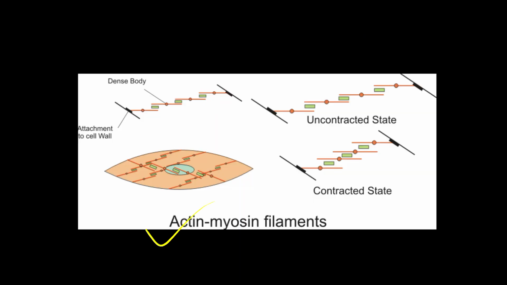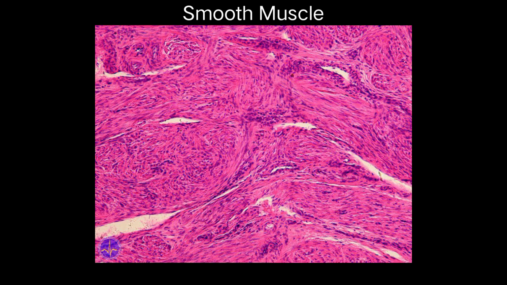So we can see here the dense bodies and the attachment to the wall like this, and in the uncontracted stage they appear like this, but in the contracted stage they appear in this way. So this is the section of the smooth muscle appearing like this, and the dark dotted structure is the nucleus of the cell.